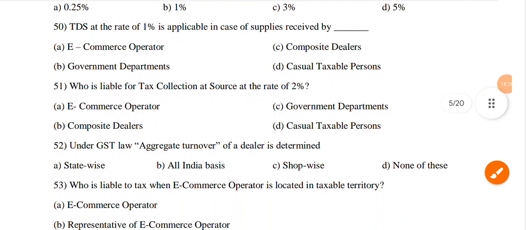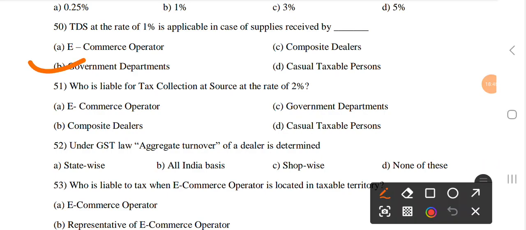Next question, TDS at the rate of 1% applicable in case of supplies received by dash. Option A e-commerce operator, B government department, C composite dealers, and D casual taxable person. The correct option is B, government departments.